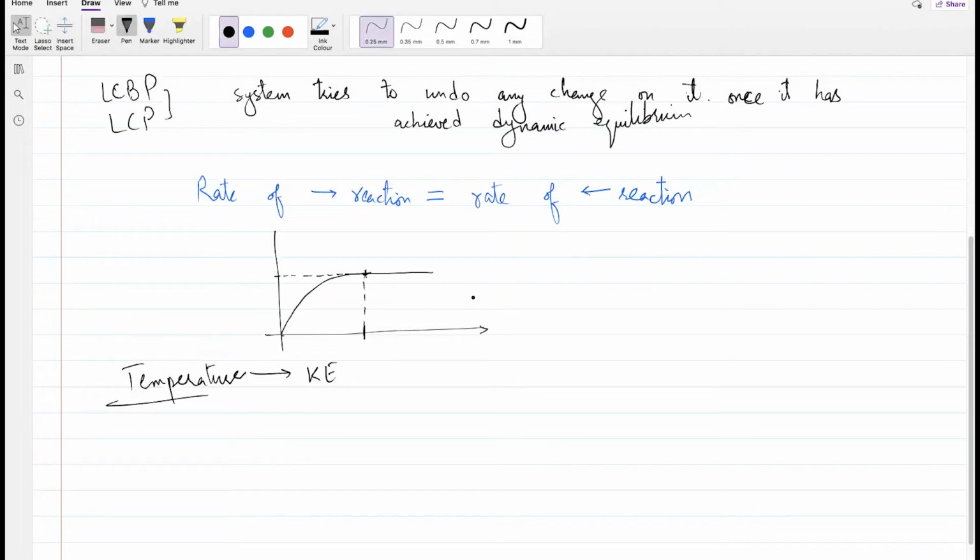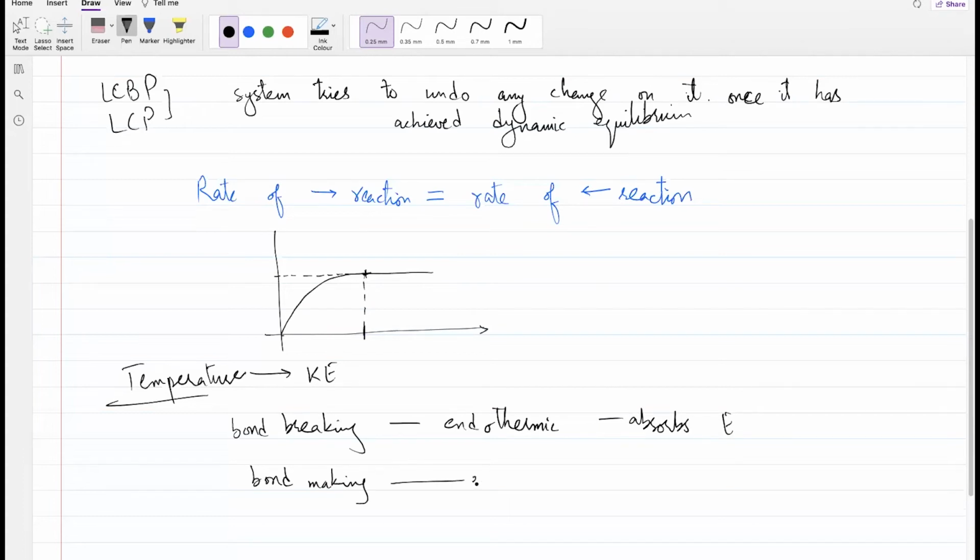Bond breaking is endothermic. हमने ये पढ़ा था. So bond breaking is endothermic. What does it do to energy? It absorbs energy. Bond making is exothermic. What does it do to the energy? It releases energy. Okay?